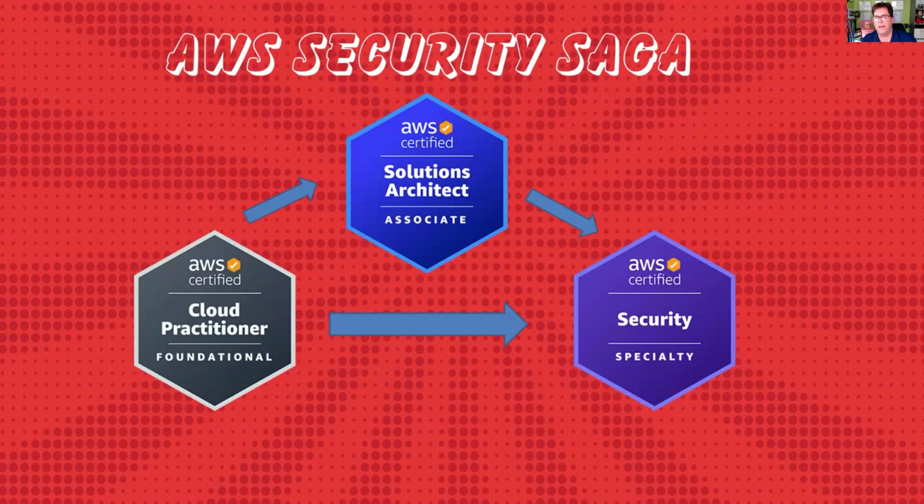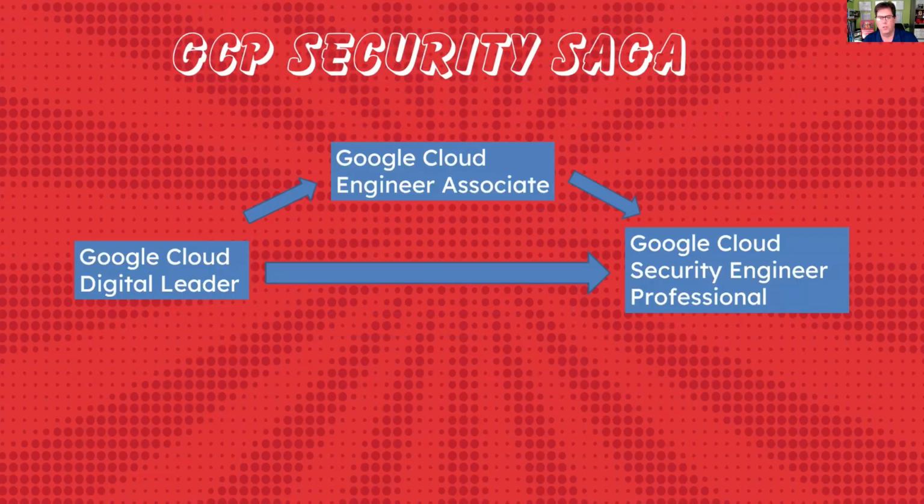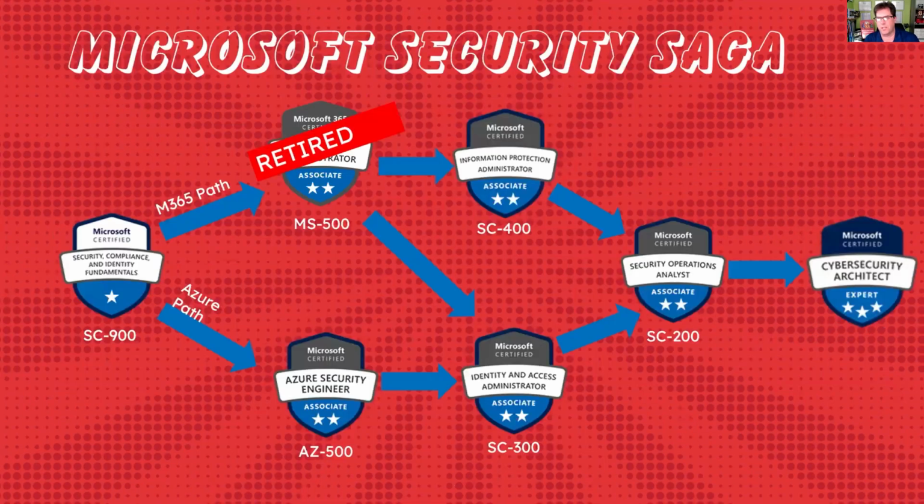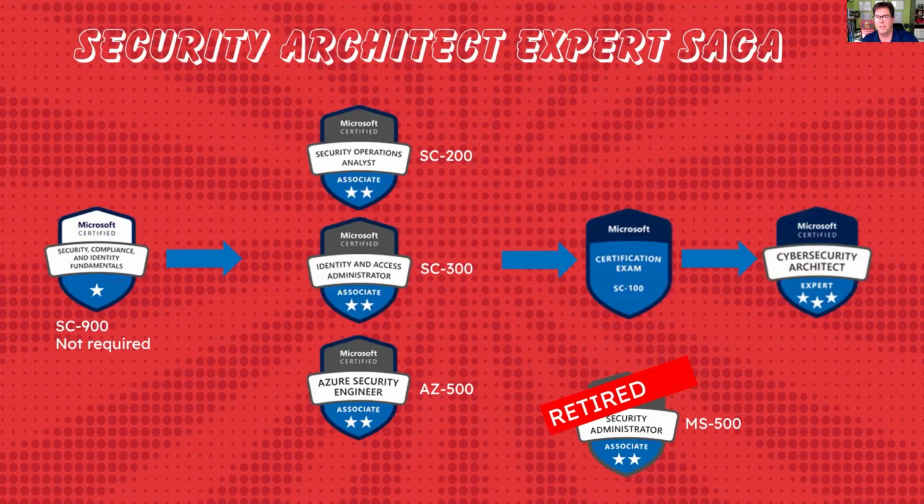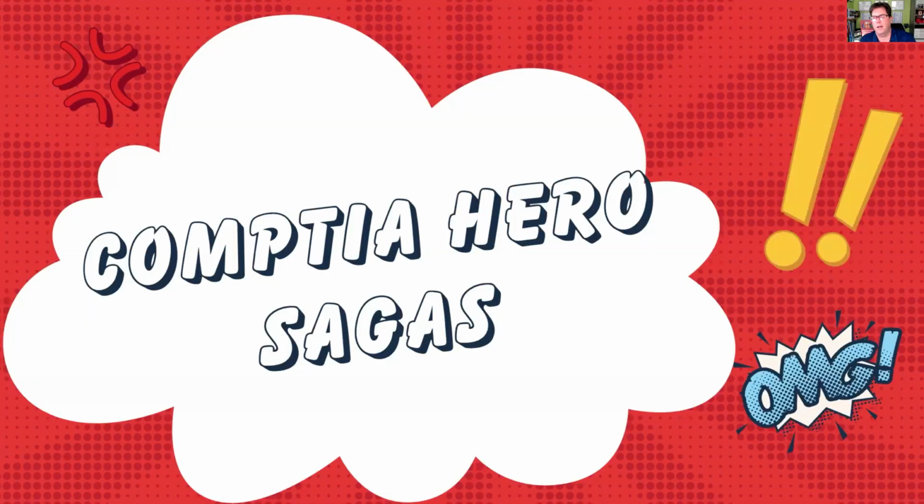Vendor specific, AWS. AWS has about 15 to 20 different certifications. I'm just showing from a cloud and security perspective here, a kind of a path there. Same thing with Google. Lots of different certifications. Microsoft has, in terms of security, 25, 30 different role-based certifications. They also have these as a path to being a cybersecurity architect expert as well. Two exams. There's also a fundamentals course that helps out as well for that.